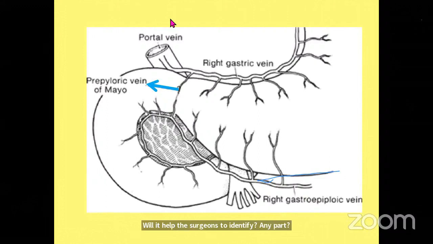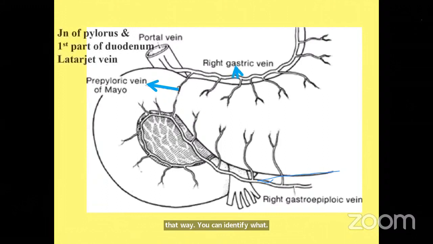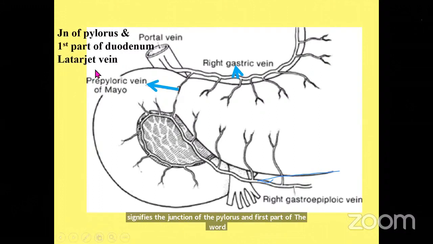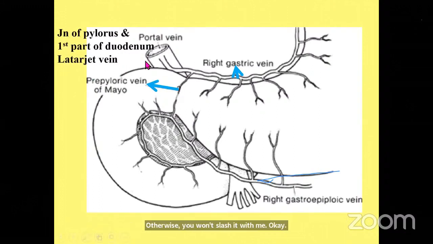It's again asked mostly in surgery. Importance of prepyloric vein of Mayo: if you identify that vein, you can identify what? It's actually a tributary of the right gastric vein. It signifies the junction of the pylorus and first part of duodenum, otherwise known as the vein of Mayo. So if you can identify that, you can identify the junction of pylorus and the first part of duodenum.